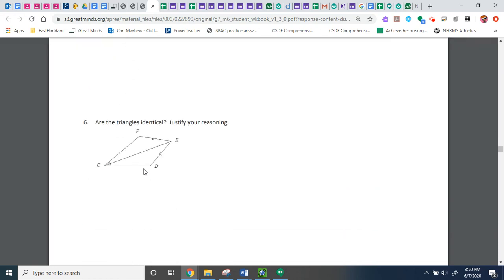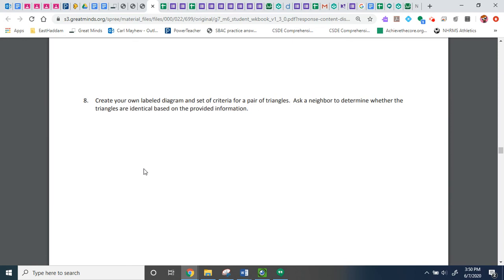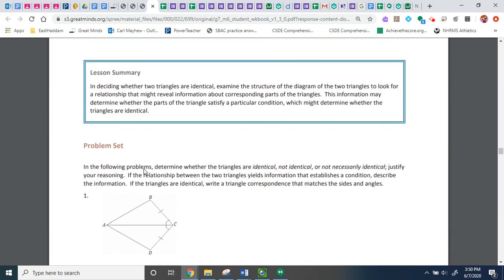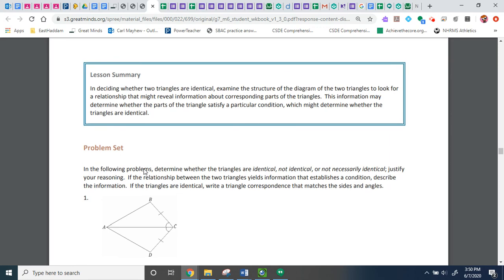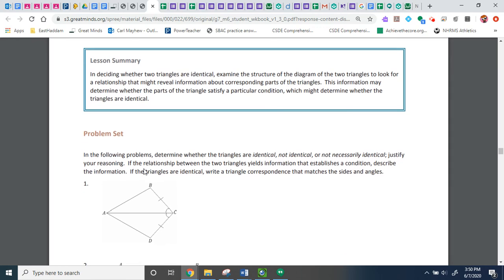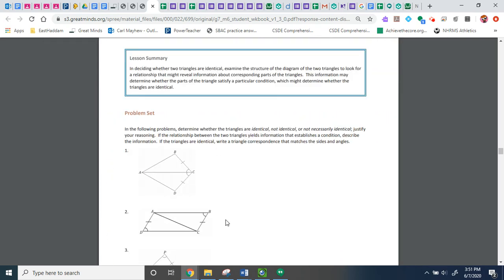Now, I just did a few examples just because I wanted to get you guys kind of used to this. What I'd like you guys to do is look for those 4 things: angle, side, angle; side, angle, side; angle, angle, side; side, side, side; and see if you have enough information to determine whether they are going to be identical or not.